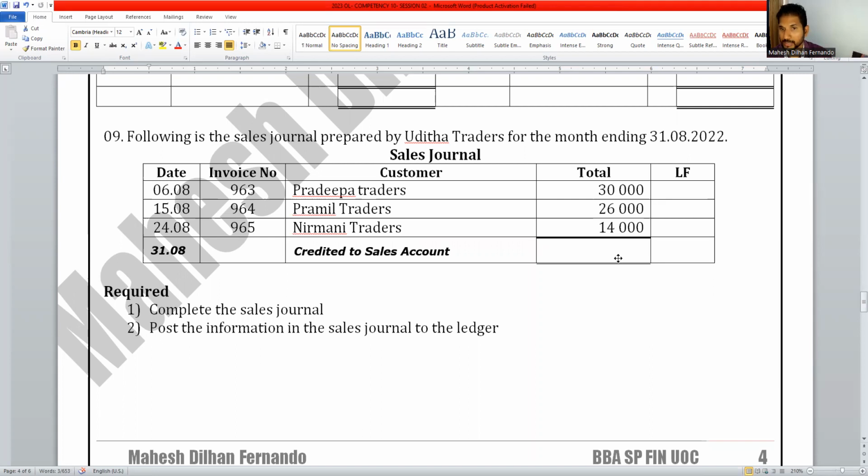What is the total now? 30,000 plus 26,000 plus 14,000 is 70,000. Now only the sales journal is complete. Please make sure that you take the addition and you write credited to sales account and you put the last date of the month.